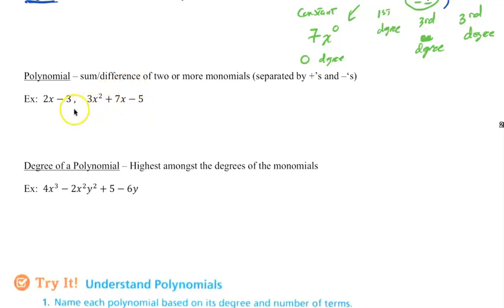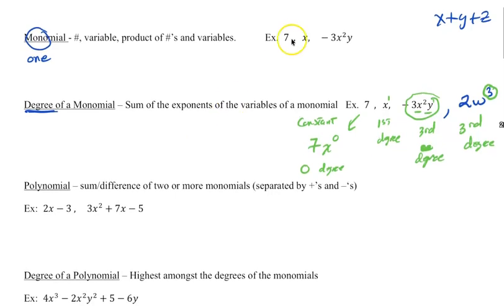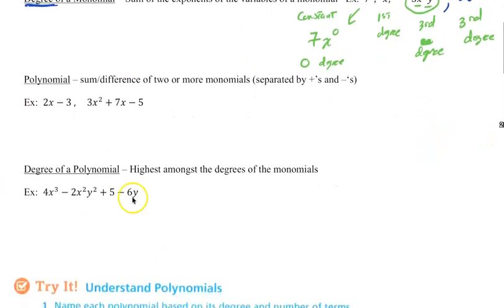There's fancier terms for this. This is also known as a binomial because there's 2 of them. This is also known as a trinomial because there's 3 of them. But in general, the collection of all these types of things are called polynomials. Even the monomial is considered a polynomial. So these are polynomials.